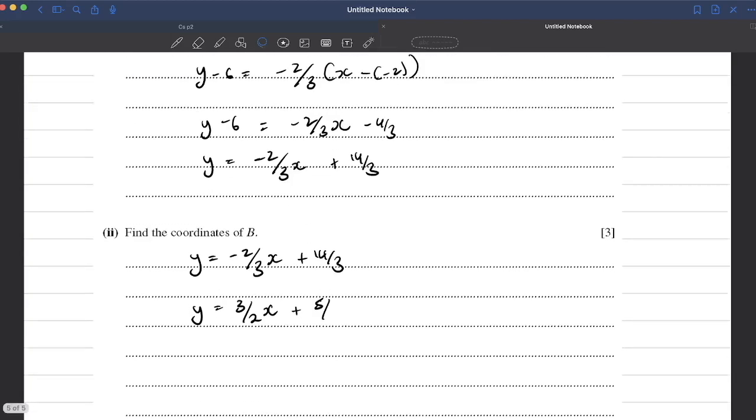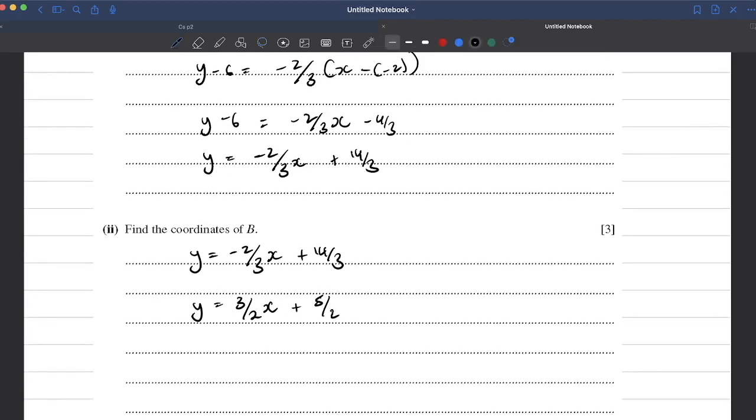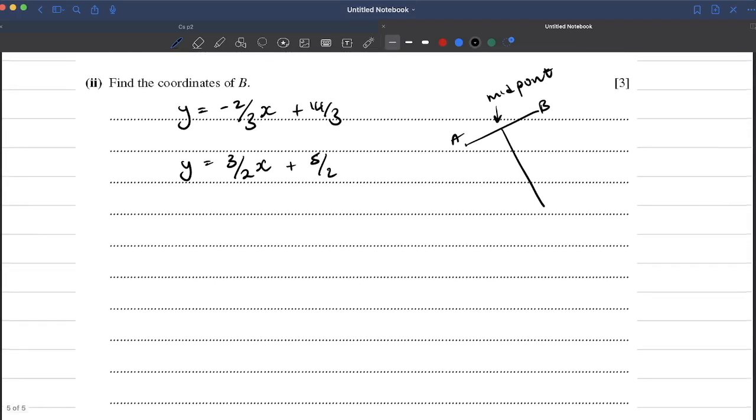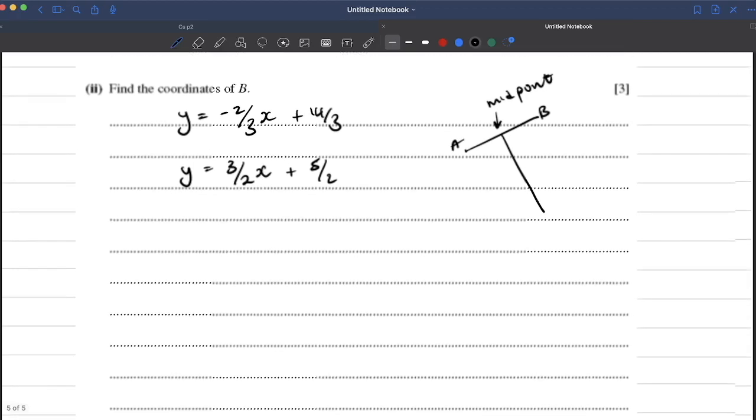Okay, so the same setup. If we have line A and then we have B, and the perpendicular bisector, we have the equation of the two. The intersection point will be the midpoint for any perpendicular bisector. So after I find the intersection, that will be the midpoint. So I need to find the intersection of these two. Let me equate the two together.